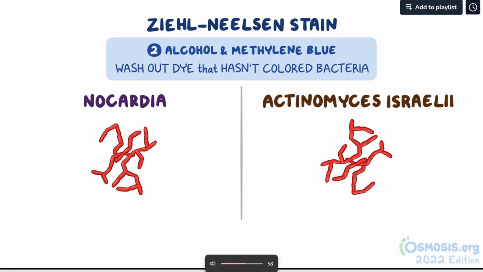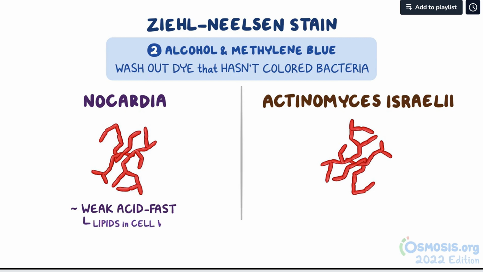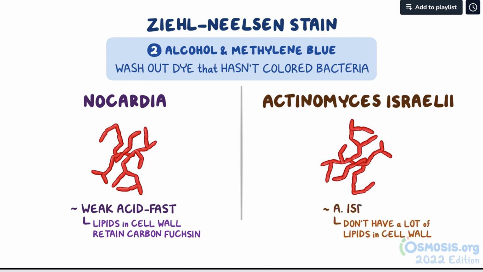applied. Now, Nocardia is a weak acid-fast bacteria, which means that a less concentrated solution of alcohol is needed during staining, and that's because the mycolic acids in its cell wall have intermediate length. So, because it has plenty of lipids in its cell wall, it retains the carbol fuchsin, and it looks red under the microscope, making it an acid-fast bacteria. On the other hand, in bacteria who don't have a lot of lipids in their cell wall, like A. israelii, all the red dye is washed off by alcohol, so it looks blue under the microscope, making it a non-acid fast bacteria.